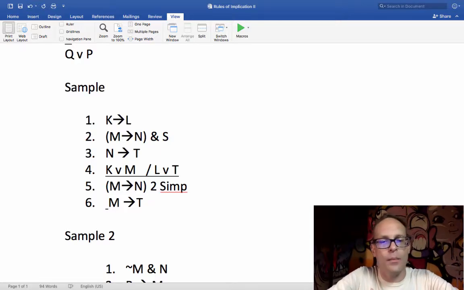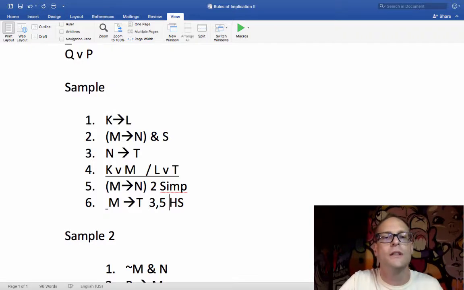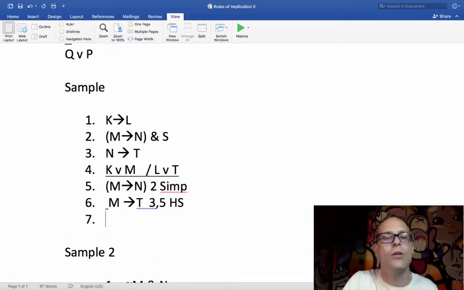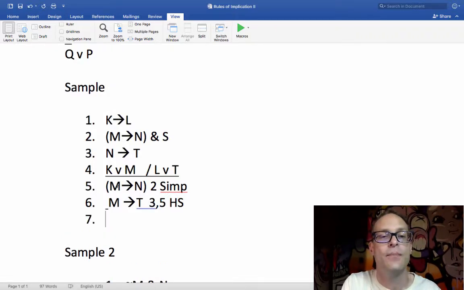And that's going to be from 3.5 hypothetical syllogism. If you don't know that rule, go back and take a peek at the video. But the basic idea is, look, if m implies n and n implies t, then by necessity m would imply t. That's what I've got here.